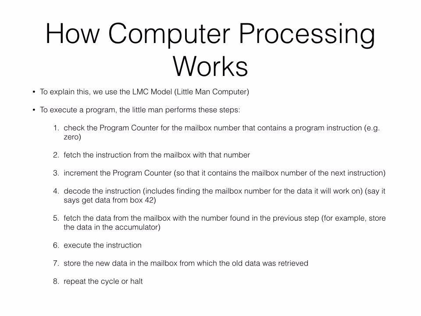It decodes that instruction, finding the mailbox number for the data that it will work on. For example, if it gets data from box 42, then it fetches that data from that mailbox with the number found in the previous step, and then executes that instruction. Then it stores the new data in the mailbox from which the old data was retrieved, and then that cycle is either repeated or halted for a number of different reasons related to processing.